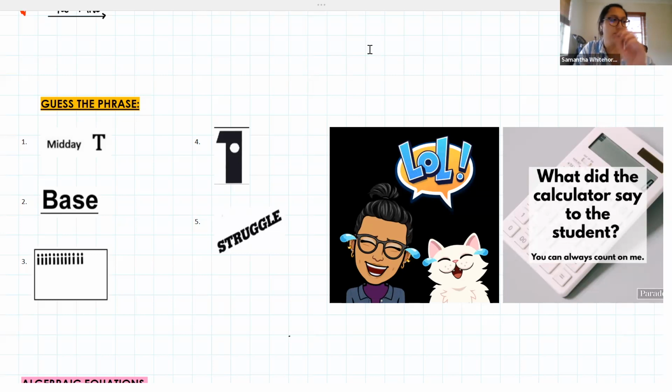Okay, I'm not going to give you too long, so I'll give you another minute or two. So remember, you're trying to guess a phrase, so you need to look at the picture and see what sort of phrase you have. What common phrase that's commonly used do you have represented by the picture?